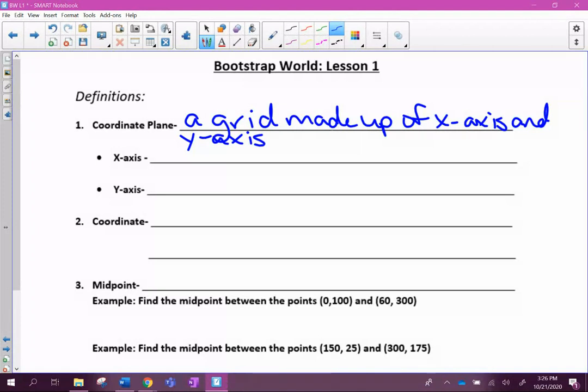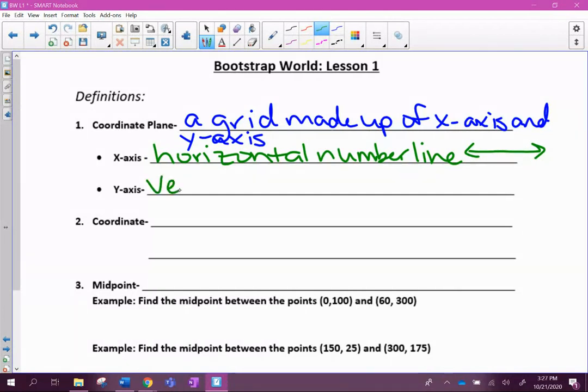Now our x-axis is the horizontal number line. Okay, and then remember your x-axis is the one that goes side to side, while our y-axis is the vertical number line, that's the one that goes up and down. Okay, so we have our x-axis and our y-axis.